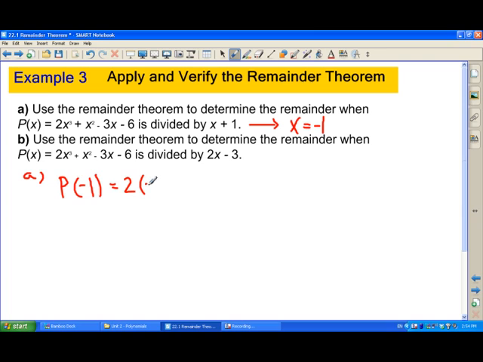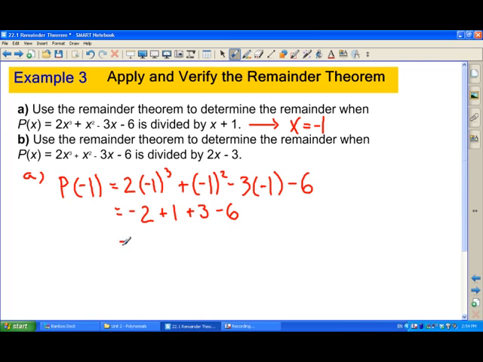So I'm going to sub negative 1 in for my variable, and I'm going to solve this out to see what I get. I end up with negative 2 plus 1 plus 3 minus 6. Negative 2 plus 1 is negative 1. Plus 3 is positive 2. Take away 6 is negative 4. And if I was to do this division, I would see that I get a remainder of negative 4. Okay.